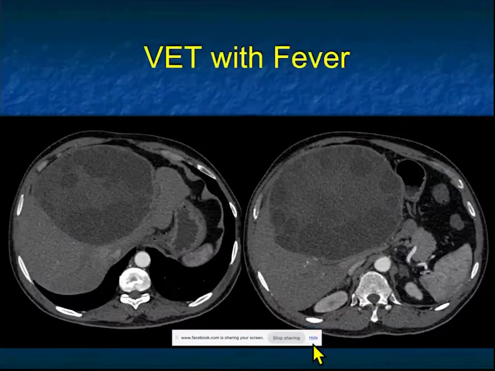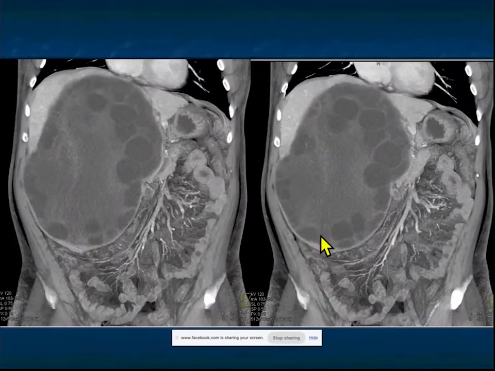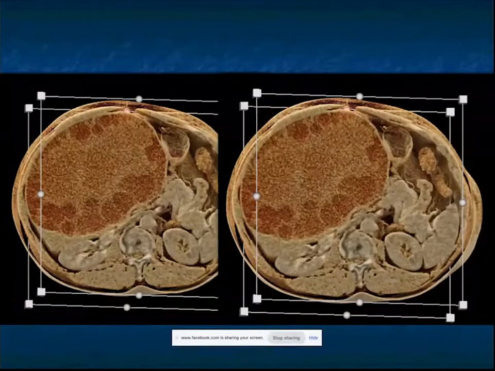And here we go. First case. This is a vet with fever. You see a large cystic mass in the liver, multiple cystic lesions inside this mass. You can see it a bit better here. So you say to yourself, cystic lesions is not a simple cyst. It's not like polycystic kidneys. What is it? It could be a mucinous tumor of the liver, but they usually don't have so many cysts. And look how many cysts you see on the cine.